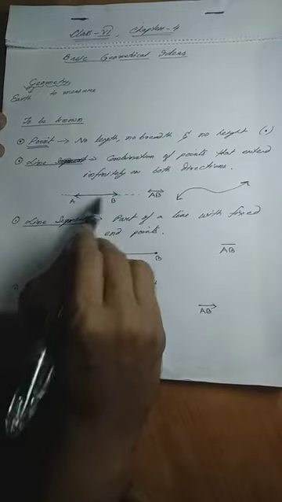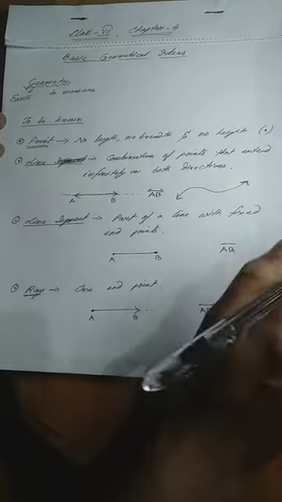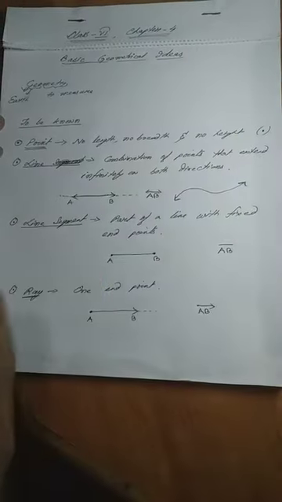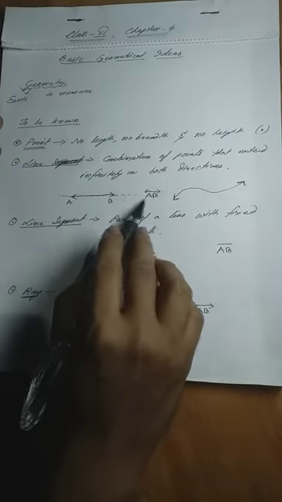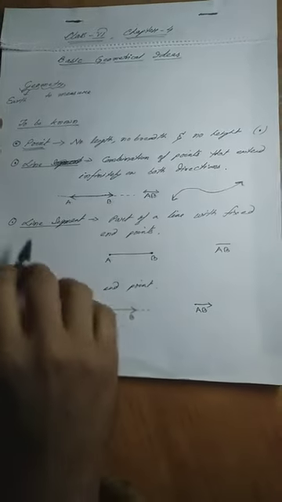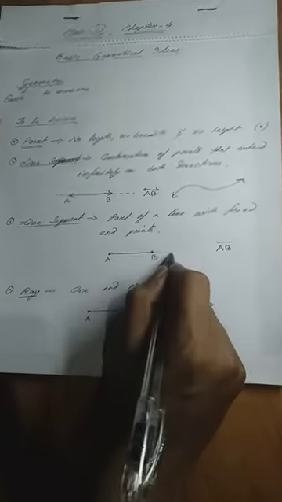A line means that it can be extended on both sides infinitely. You can extend it as much as you can on this side and that side, because there is an arrow on both sides, and it is denoted like this. A line segment means this is a part of a line. It can be said that a line is there and this AB is a part of that line.